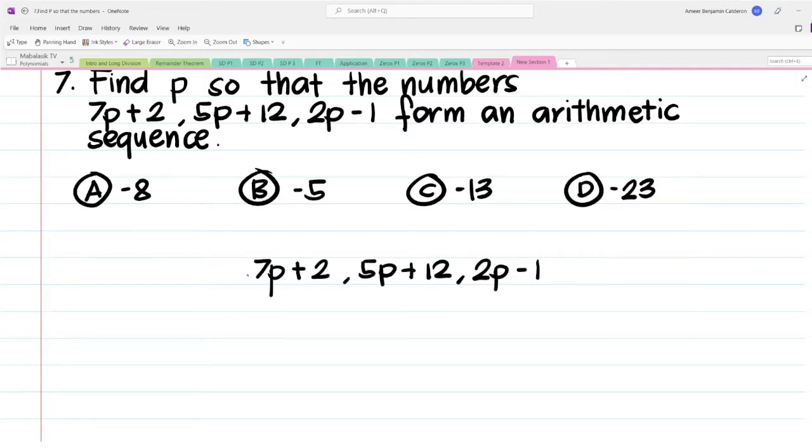And then, we choose a number here from A to D. Pili tayo. I-substitute natin dito. Tapos, tignan natin kung arithmetic yung mabubuo na sequence. So, start muna tayo sa A.